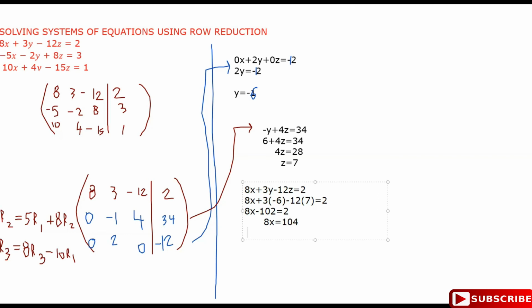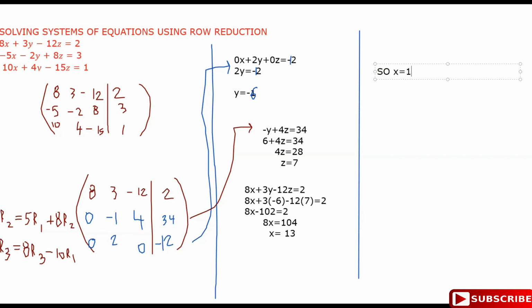We divide through by 8, and so 104 divided by 8 is 13. Nice. So the final answer we're getting, we can conclude, so we can write x equal 13, y equal -6, z equal 7. That's what we're getting. This is our solution for this system.